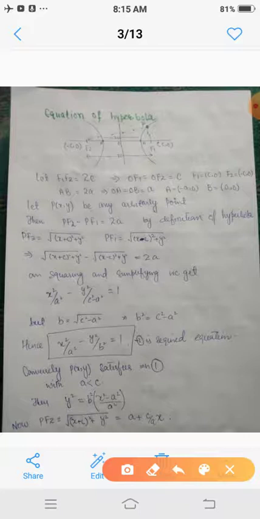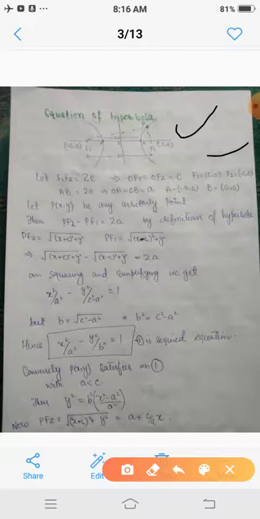What is the standard form of this hyperbola? You know that the hyperbola is of this type, with foci F1 and F2 such that the distance between the two foci is 2c, that is OF equals OF1 equals OF2 equals c, which implies that the coordinates of these two foci are F1 equals (c, 0) and F2 equals (-c, 0).